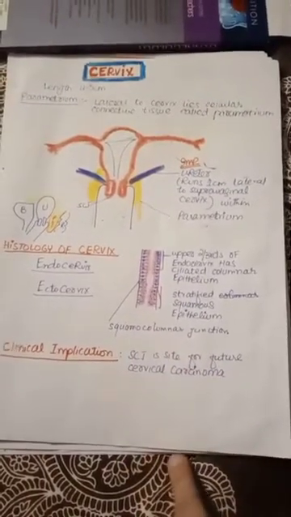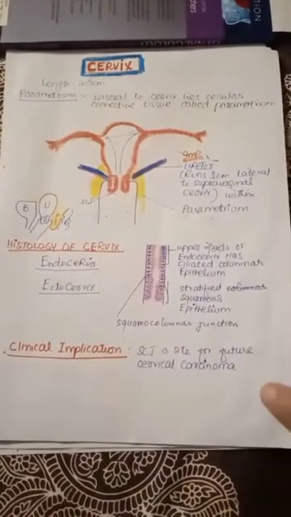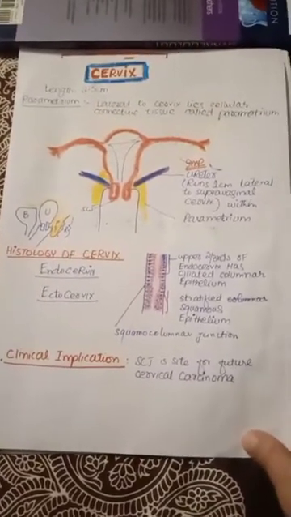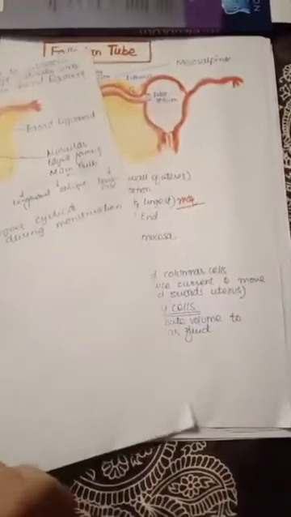The clinical implication is that the squamocolumnar junction is the site of future cervical carcinoma. It is very important. MCQ both in the IMM and in FCPS.